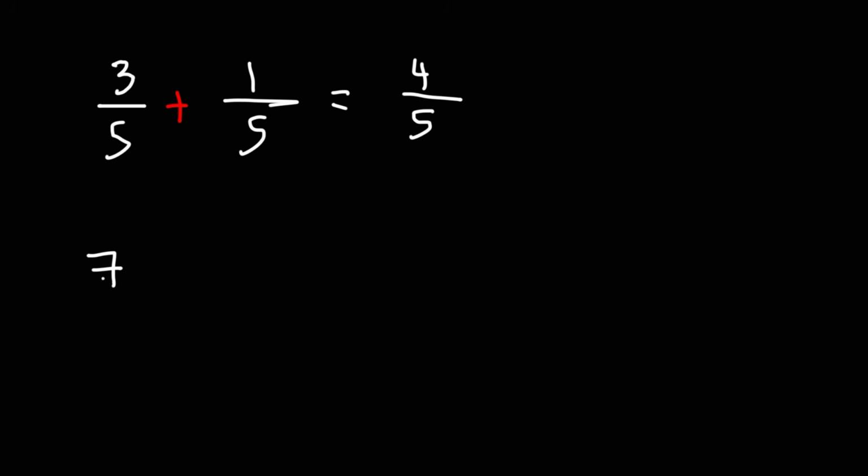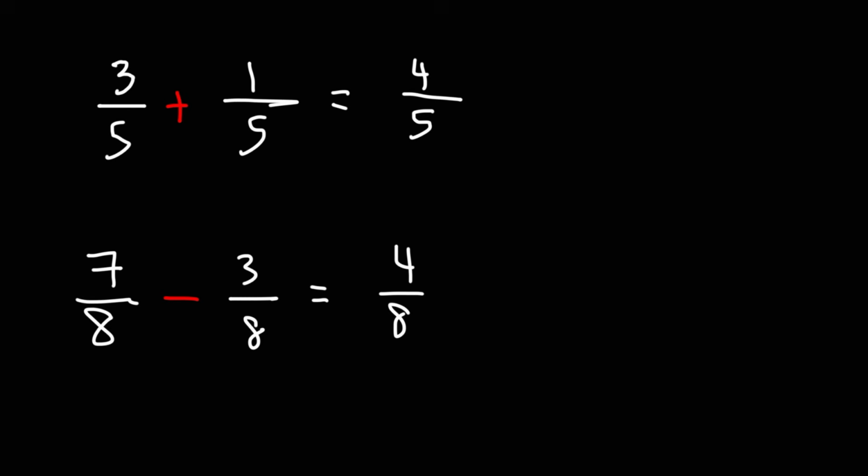So let's say we have 7 over 8, and we want to subtract 3 over 8 from it. Since these two have the same denominator, we can go ahead and subtract 7 by 3. 7 minus 3 is 4. So we get 4 over 8.